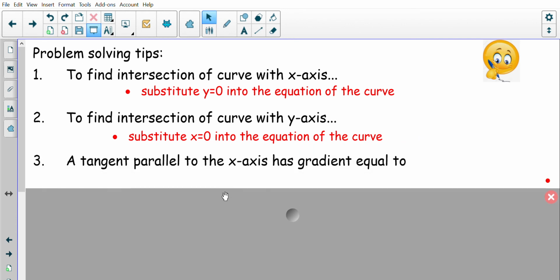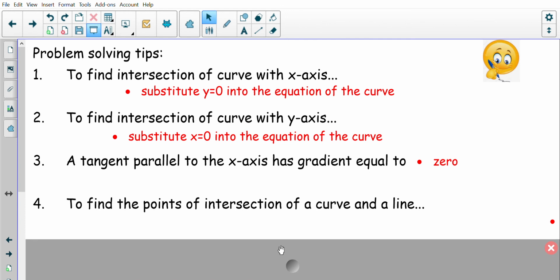If we're told that a tangent is parallel to the x-axis, we know that that's a horizontal line, therefore it has a gradient that is equal to 0. Remember also, if we need to find the points of intersection between a curve and a line, so we'll have the equation of the curve and the equation of the line, or if we don't have them, we'd need to find the equation of the curve and find the equation of the line, and then to find out where they cross, we need to solve their equations simultaneously to find the points of intersection.